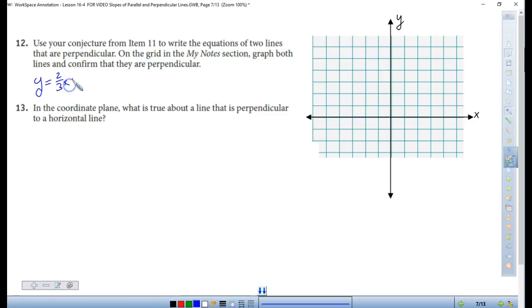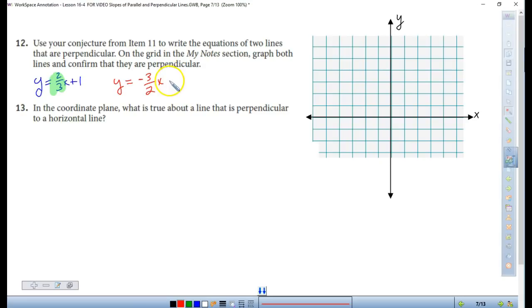2/3 x plus 1. If I wanted to make one perpendicular to that, I'd have to change the sign of this slope, right? Here's the slope, and flip it over. So we know it's going to be negative, and the reciprocal would be 3/2 x, and the y-intercept could be anything we want. It could be +1, could be not +1, anything we want. So we'll just make it +1.